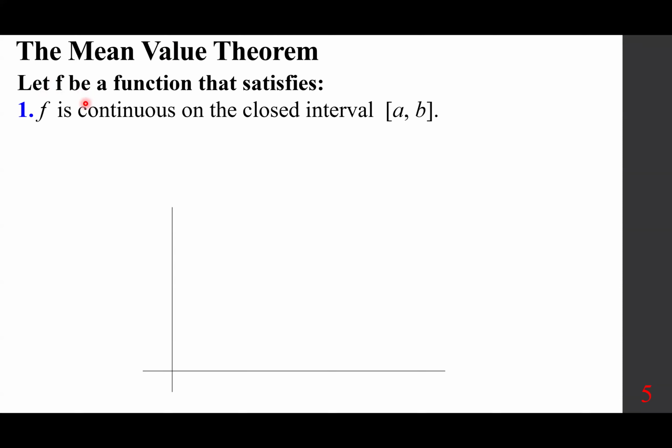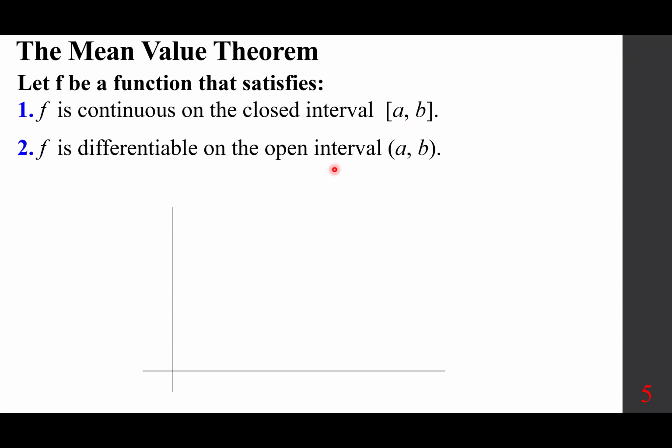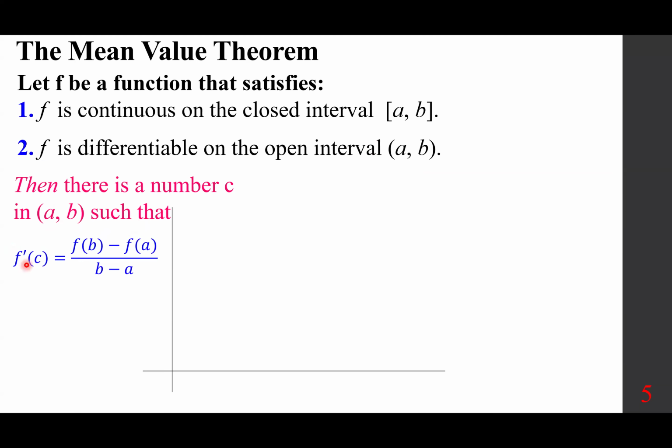The mean value theorem: let f be a function that satisfies, number one, f is continuous on the closed interval of a to b, so far like Rolle's theorem. Number two, f is differentiable on the open interval of a to b, just like Rolle's theorem so far. Then there's a number c in the open interval a, b such that f prime of c equals f of b minus f of a over b minus a. So I want to discuss the issue here and what it means.